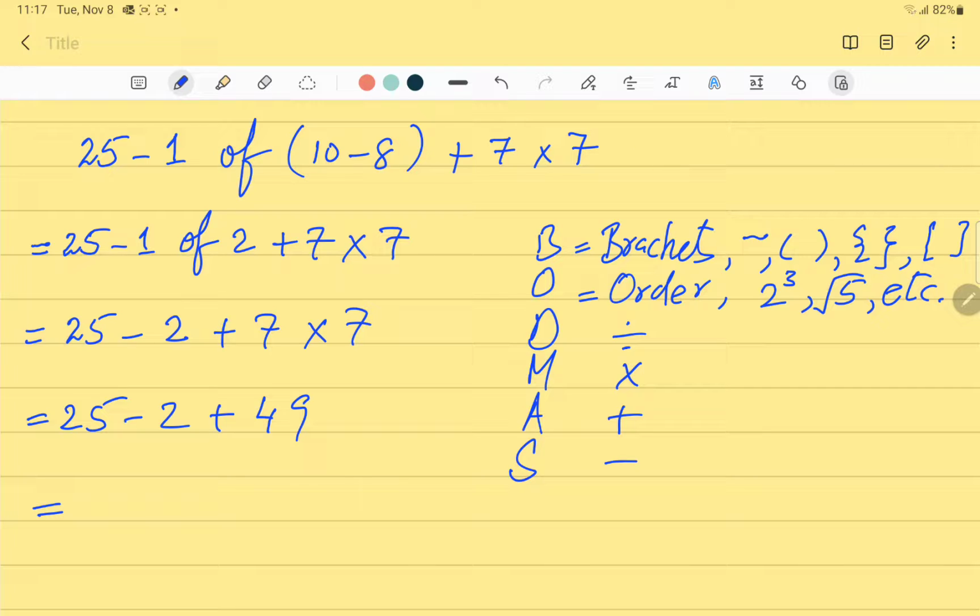What is 25 plus 49? 74, minus 2, and in the end 74 minus 2 is 72, which is the answer of our question.